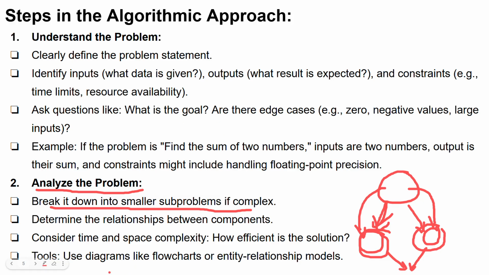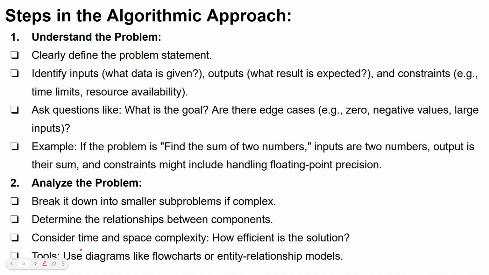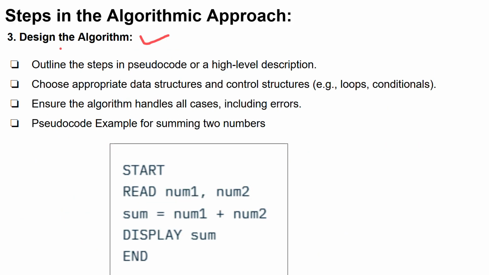This analysis of the problem can be easily understood with a diagram. In the last videos we already saw a flow chart. The diagram explains more than the content. Whenever you represent an algorithm in a diagrammatic way, we call it a flow chart. So analysis of the problem can be done very easily with the help of a flow chart. Then the third step is algorithmic design.